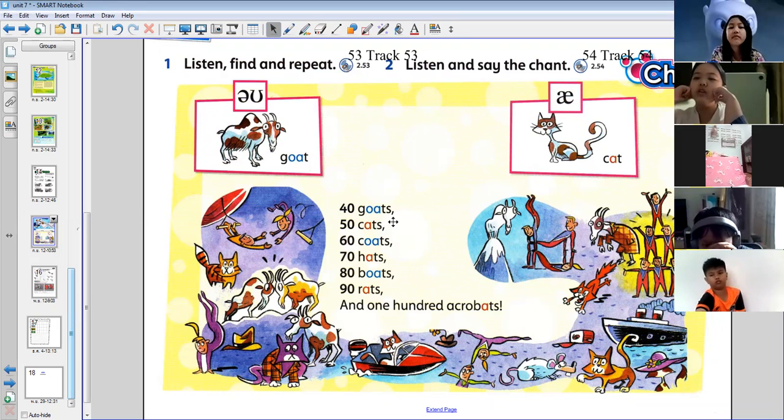Goat, boat, coat, hat, rat, cat, acrobat.